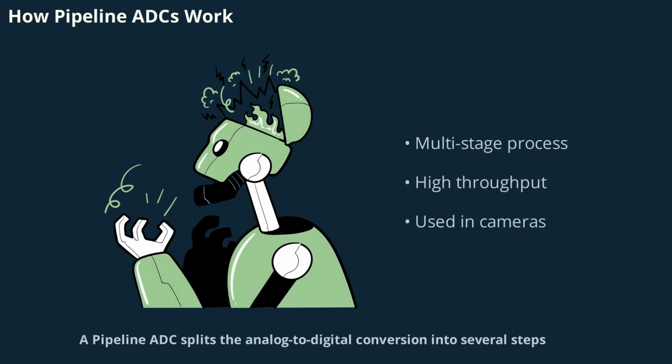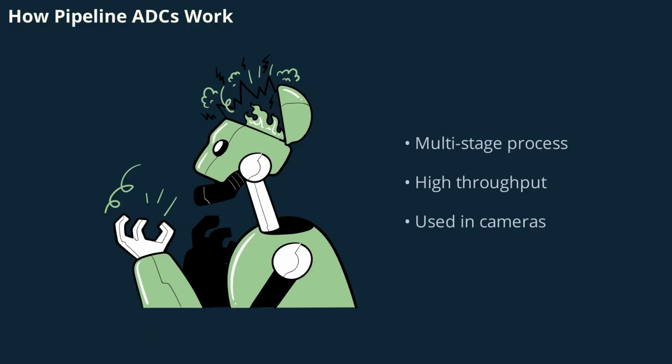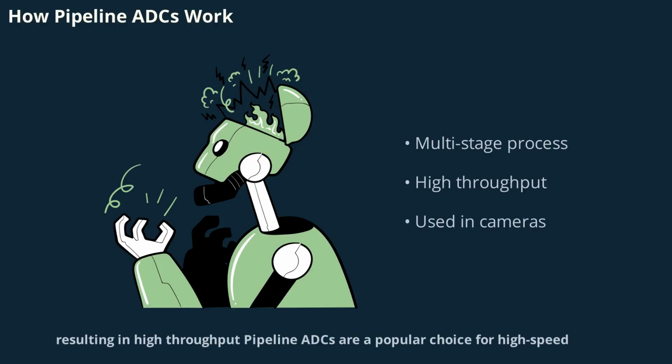Pipeline ADC splits the analog-to-digital conversion into several steps or stages. Each stage processes part of the signal and passes the remainder to the next. This pipelined approach allows the ADC to process new inputs while previous ones are still being converted, resulting in high throughput. Pipeline ADCs are a popular choice for high-speed, moderate accuracy tasks like digital cameras and wireless receivers.